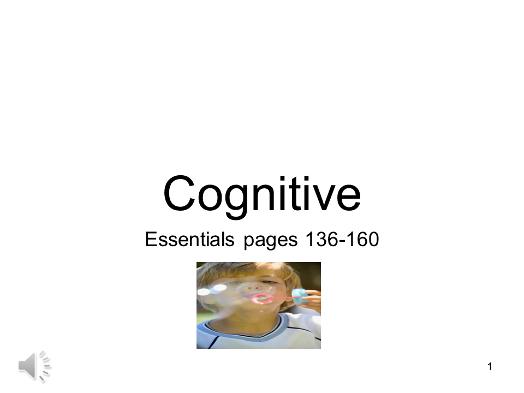In this chapter, we're going to be talking about cognitive development of young children. The text is in Essentials, pages 136 through 160.